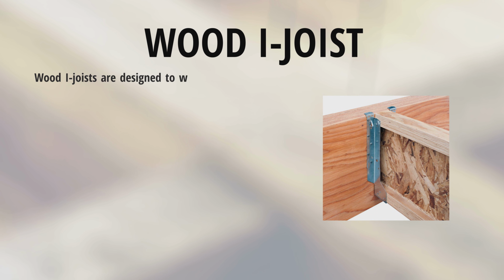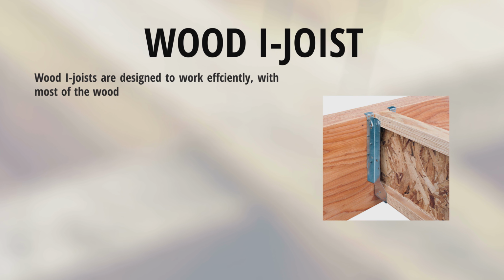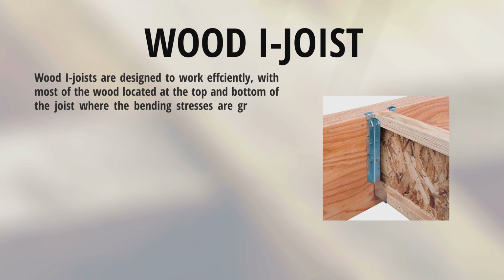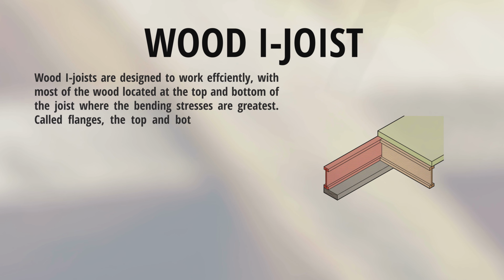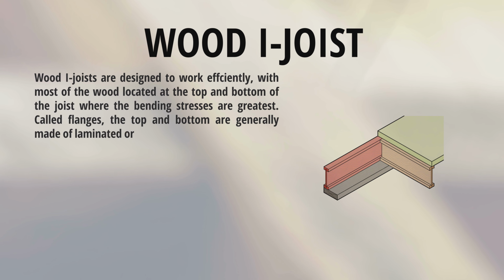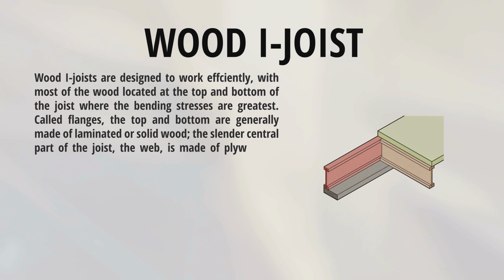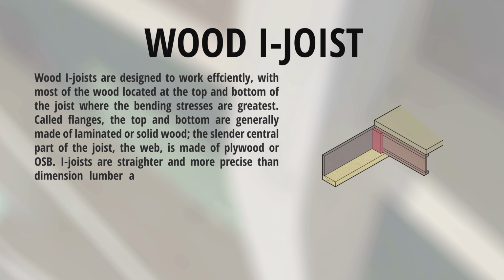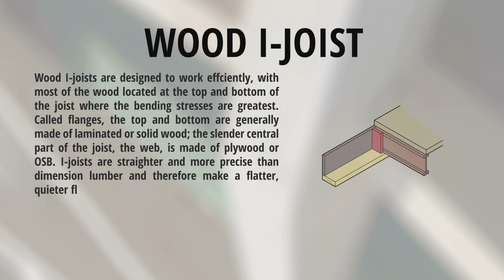Wood I-joists. Wood I-joists are designed to work efficiently, with most of the wood located at the top and bottom of the joist where the bending stresses are greatest. Called flanges, the top and bottom are generally made of laminated or solid wood. The slender central part of the joist, the web, is made of plywood or OSB. I-joists are straighter and more precise than dimension lumber and therefore make a flatter, quieter floor.